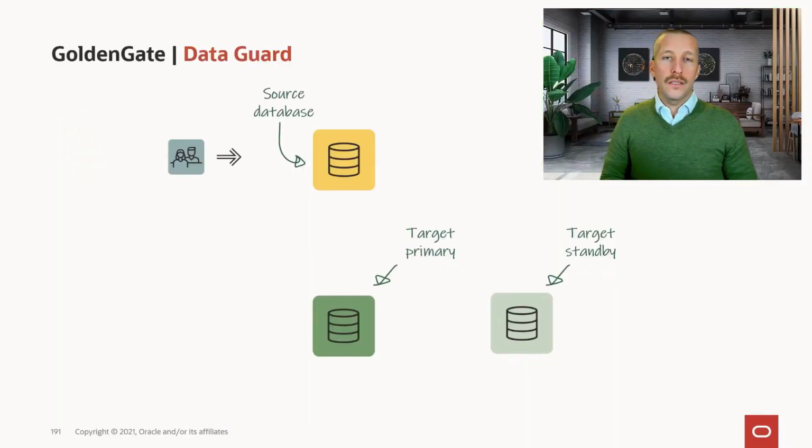It works like this. The users are connected to the source database, so there is no downtime yet. You have created the initial version of the target database. You have populated it with an initial load, and you can then create a standby database. You can build a copy of what will become the future target primary database.